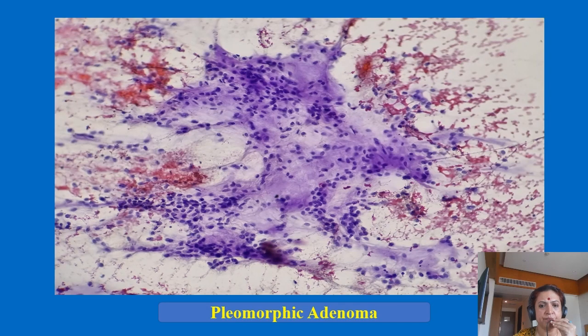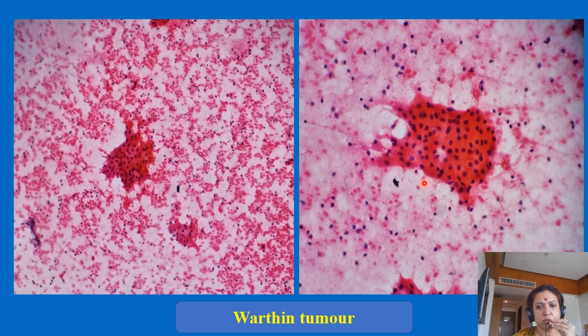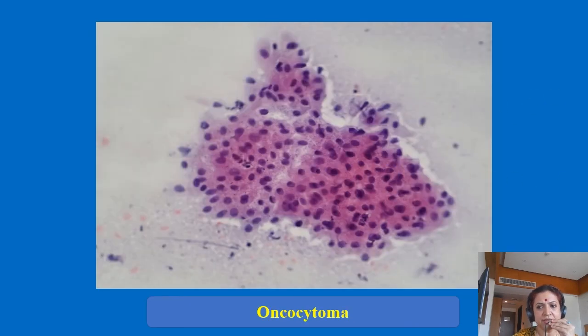So this is a classical case of pleomorphic adenoma with that fibrillary matrix wherein cells are embedded within the matrix. This is the MGG of the same, and you sometimes call it the troll hair, like this color, this feathery, fibrillary nature is characteristic of pleomorphic adenoma, wherein the cells are embedded within the fibrillary matrix. A Warthin's tumor with the oncocytic cells in a dirty background showing lymphocytes. Oncocytoma.